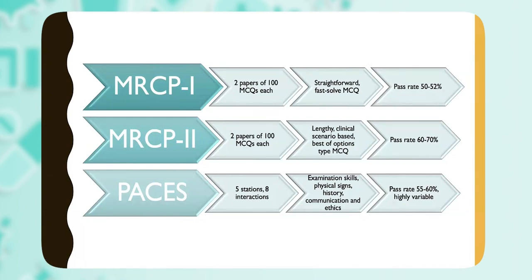MRCP Part 2, as I understand, is slightly more difficult exam because it has clinical scenario based questions. And these options of the MCQs are more like best of five or best of four options. Not all of the options might be wrong, but there will be one best choice which you'll have to select. The pass rate in MRCP 2 is around 60 to 70%, which is very good, but that is mostly because many of the part 1 aspirants cross MRCP part 1 and never sit for part 2.